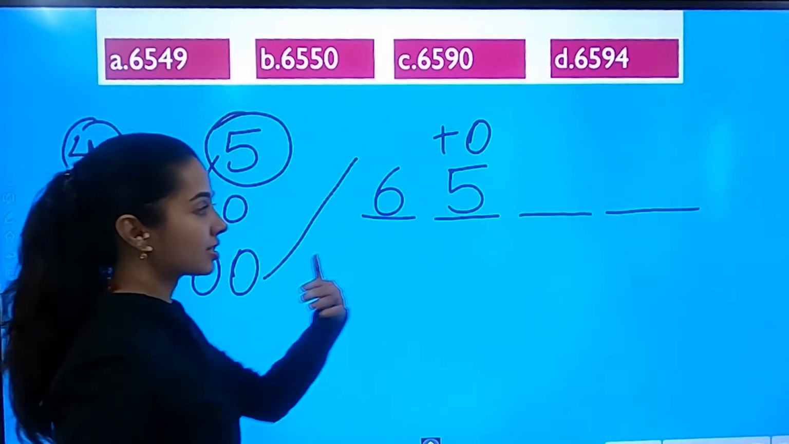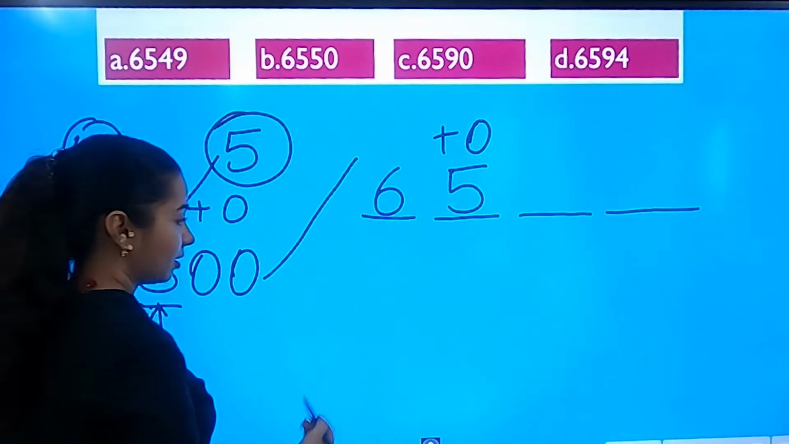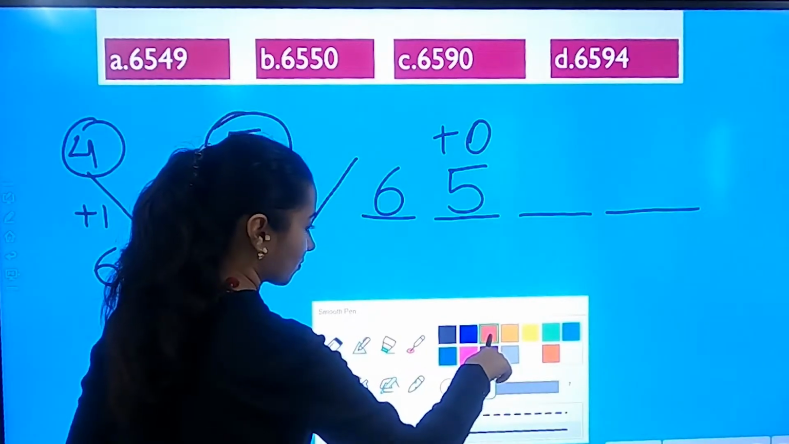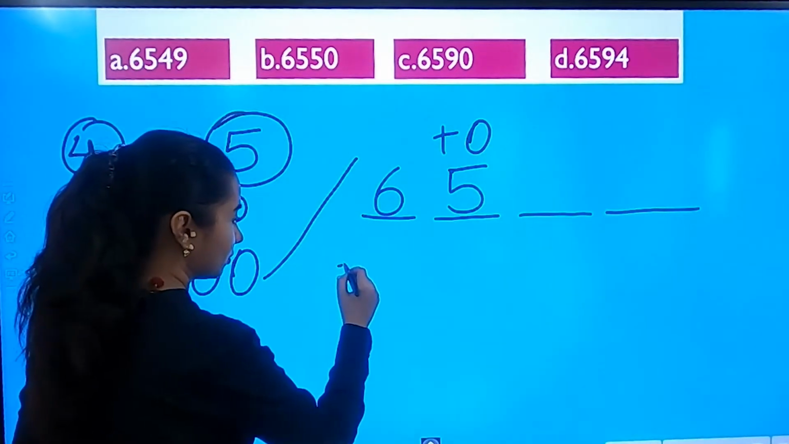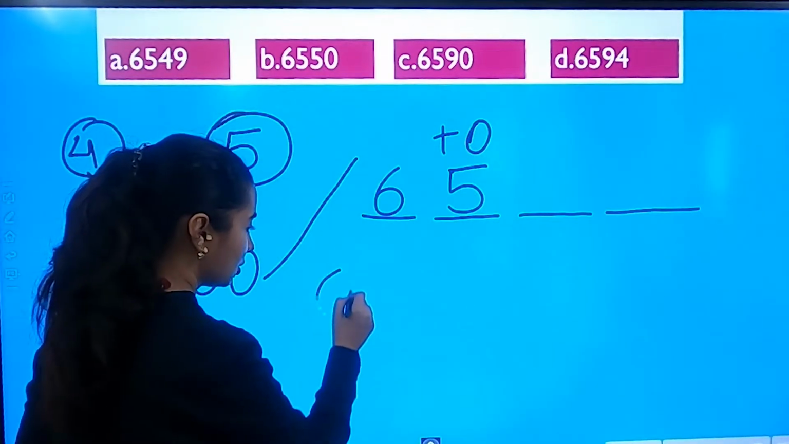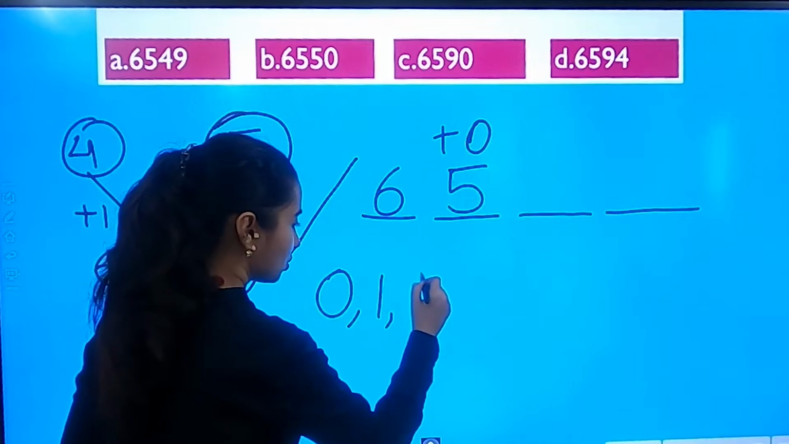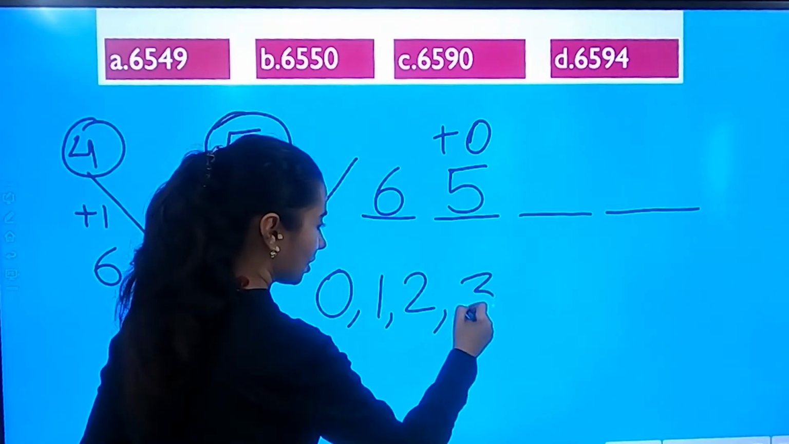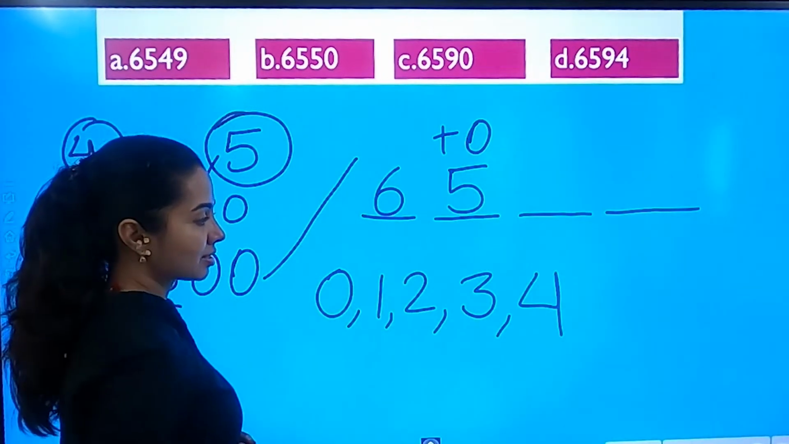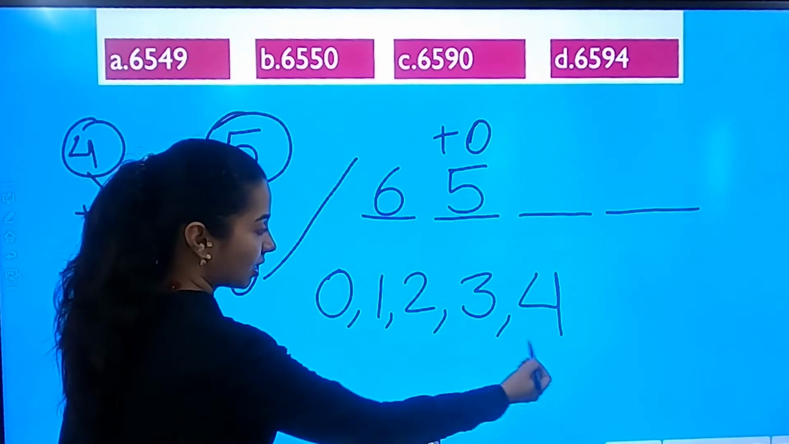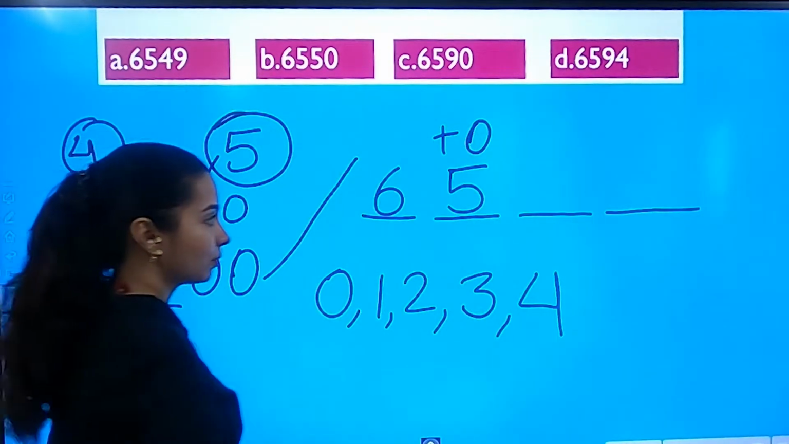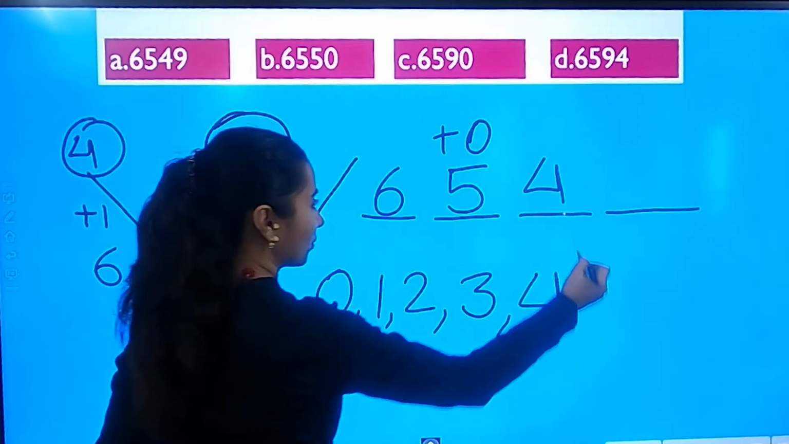We know that if the numbers are between 0, 1, 2, 3 and 4, the focus digit remains the same. So which is the largest possible option amongst this? It is 4. So I will choose 4.